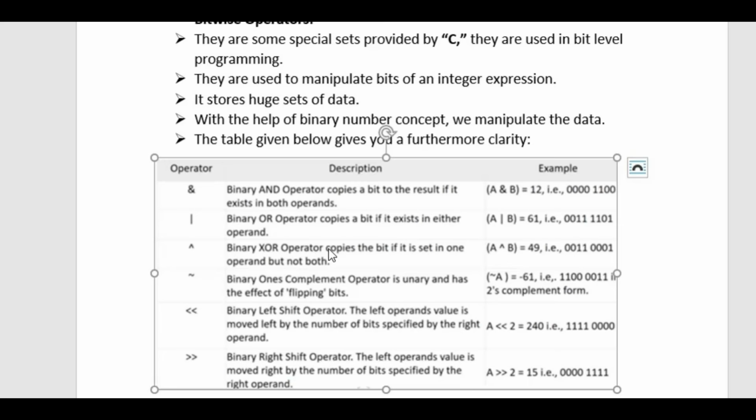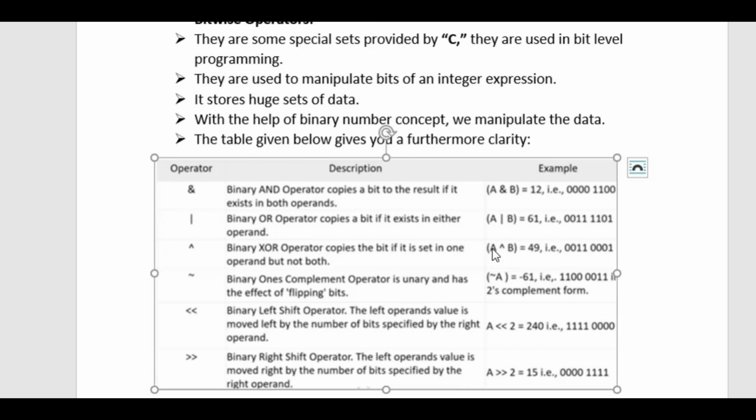The binary XOR operator copies the bit if it's set in one operand, but not both. It copies a bit only if it is set in one operand, but not both. So here we are given a binary XOR operator b equals 49. It only copies a bit if it exists in only one operand.